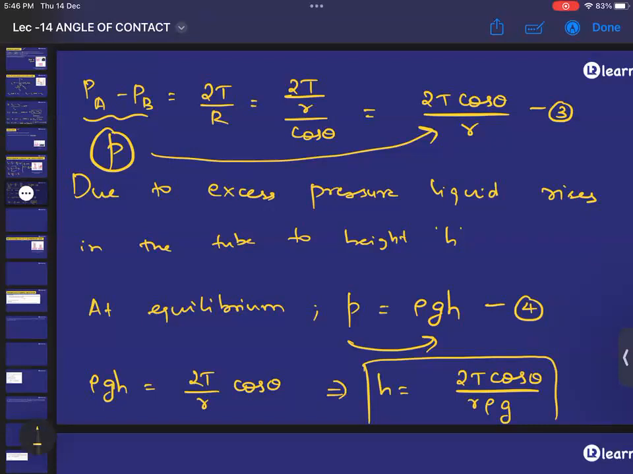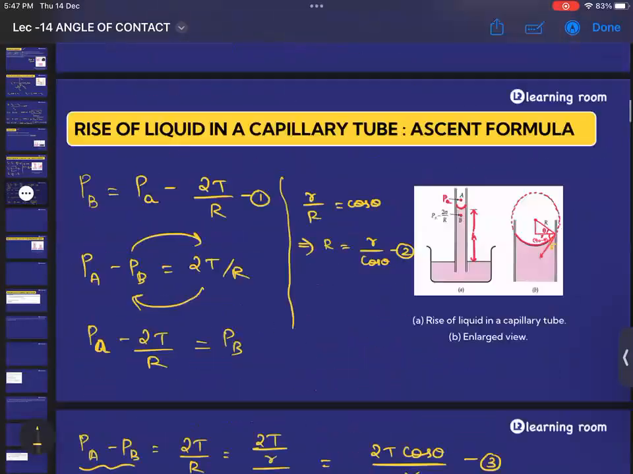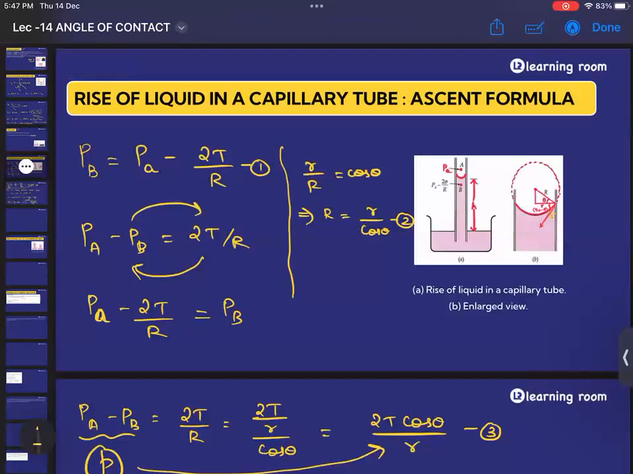So this is the height to which the liquid has got raised because of all these pressure things happening inside. That is why the name of the topic is rise of liquid in a capillary tube, which is also called the ascent formula. Clear with this? Yes, sir. Very good. So write it down.